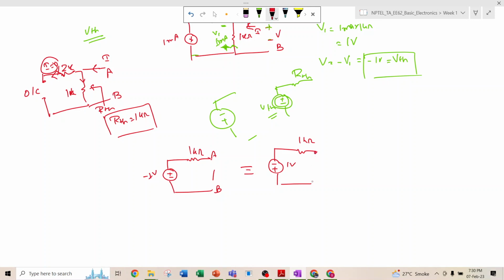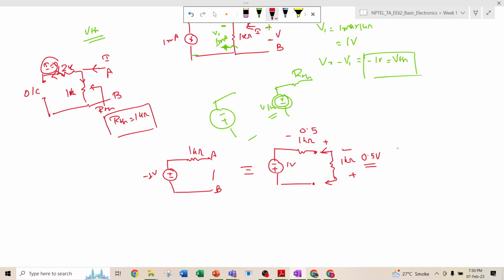Now, according to the maximum power transfer theorem, the load resistance needs to be the same as RTH, which means it should also be 1 kilo ohm. If it is also 1 kilo ohm, the voltage will be 0.5 volt here and the remaining 0.5 volt here, according to the voltage division law, because these two are the same, so you can easily calculate 0.5 volt.